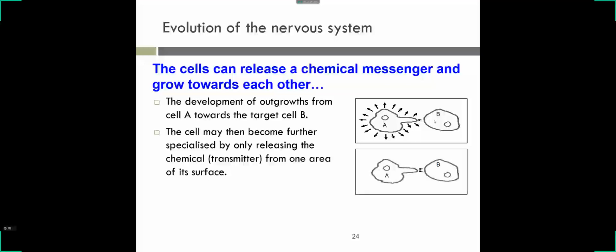And this will allow A to then become further specialized by only releasing the chemical transmitter, okay, from one area of its surface. So cell A doesn't have to say ni hao everywhere. It can just say ni hao only at the end here towards the part that's connected with cell B. This type of specialization is the beginning of a nervous cell, okay? And it's how the nervous system operates.